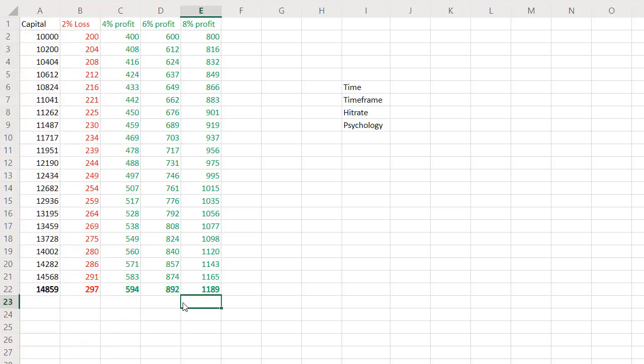Well, you never know how many winners or losers you will have. Also, another thing that could happen is that it is not a risk reward of 4%, but a risk reward of 6% or 8%.